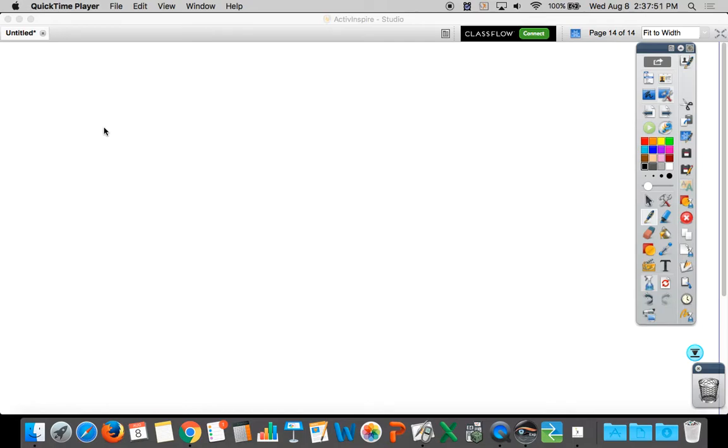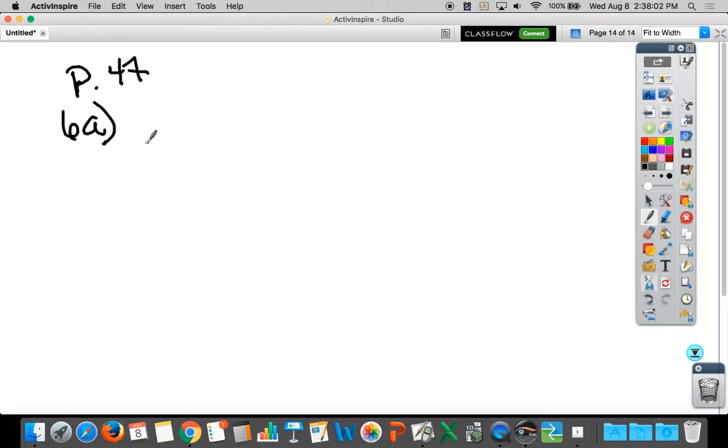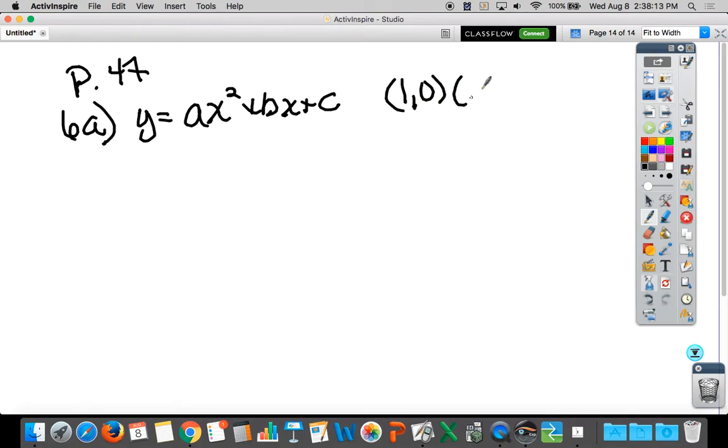These two at least, enough that maybe if you're stuck, we can figure it out. Okay, so we're on page 47. This is 6A. It wants us to find an equation in the form y equals ax squared plus bx plus c when it crosses the x-axis at (1, 0) and (5, 0) and crosses the y at (0, 15).